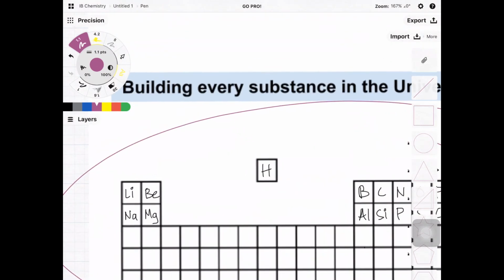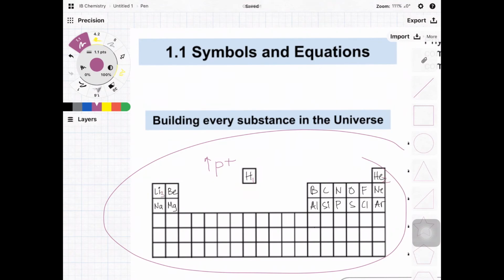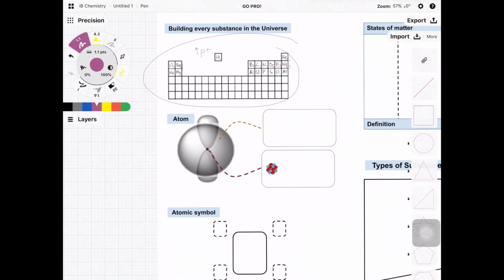Okay, so elements are arranged in the periodic table based on increasing number of protons. The atomic number of each element tells us the number of protons. So hydrogen has 1, helium has 2, etc., etc.